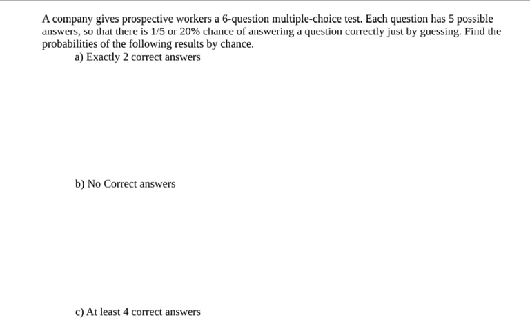A company gives prospective workers a 6-question multiple choice test. Each question has 5 possible answers, so that there's a 20% chance of answering each question correctly, just by guessing. Find the probability of the following results by chance. So this is similar to an earlier question, but it's not a bad idea to see similar questions.